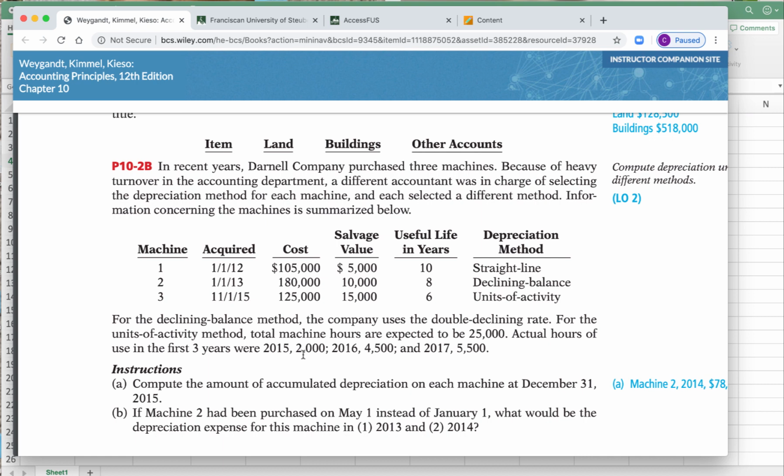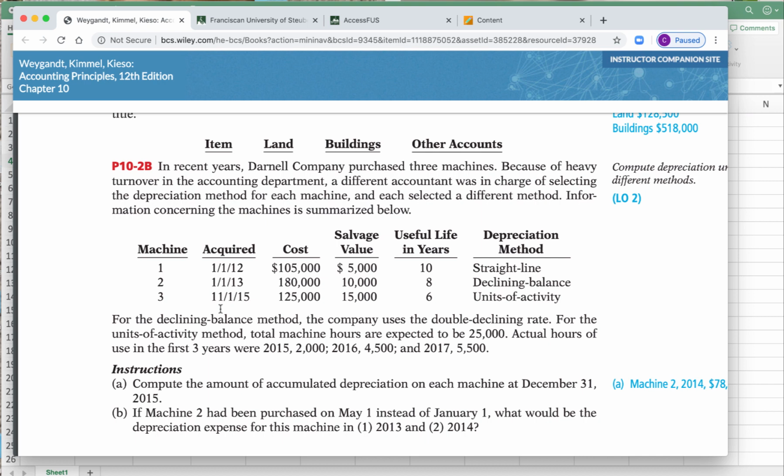We used it for 2,000 hours, right? Now, notice we bought it in the fourth quarter of the year. We bought it in November. So that means November and December, we only get depreciation for those 2 months.